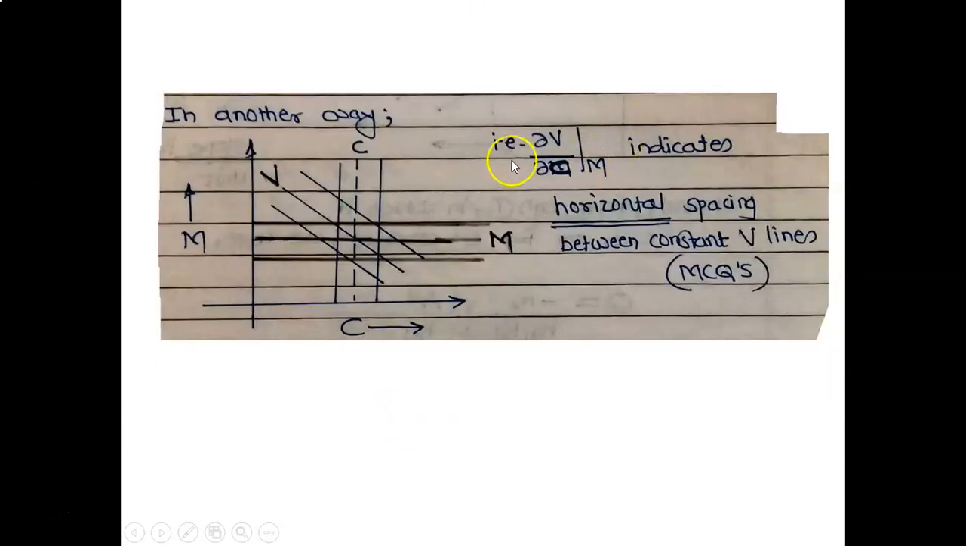In another way, dou v by dou c when m is equal to constant indicates the horizontal spacing between constant v lines. Horizontal spacing like this. And this is known as vertical spacing. This is known as horizontal spacing. Horizontal spacing, vertical spacing.